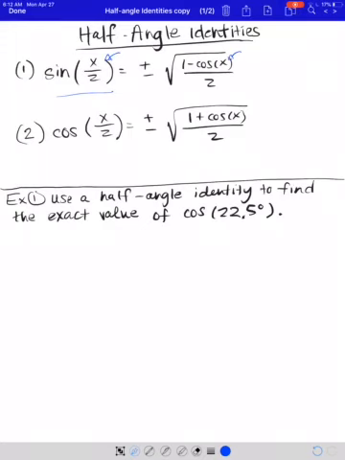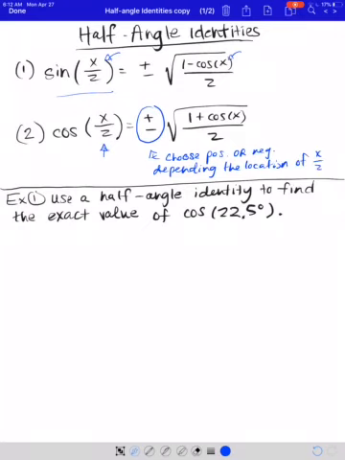And our second identity says cosine of x over 2 is equal to plus or minus the square root of (1 plus cosine x) over 2. Now, this plus or minus in front, we have to decide whether to use the positive or the negative sign. And it's all going to depend on the location of our angle x over 2. So this plus or minus here, we choose positive or negative depending on the location of x over 2. So let's look at an example.